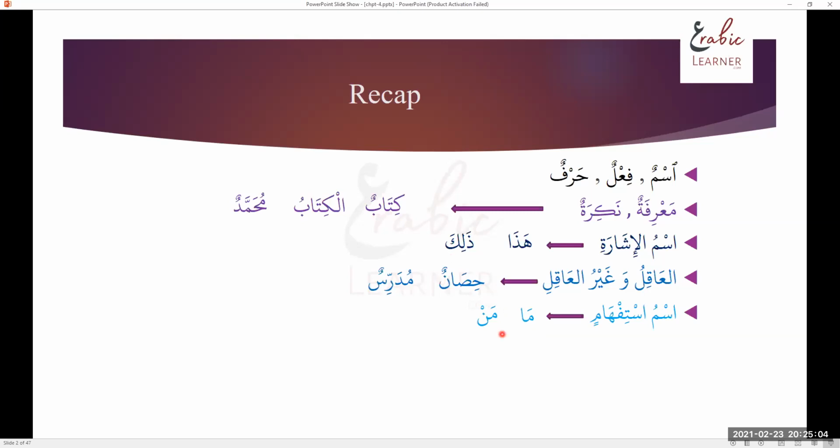In the same way, man is used for aqil, which means who in English. We do not say in English, who is this, when pointing to a horse. I will say what is this, right? Same way in Arabic, I will use man for aqil. Man hada, if I'm pointing to a man. Man hada, who is this? Like that. So this is ismu istifhamin.